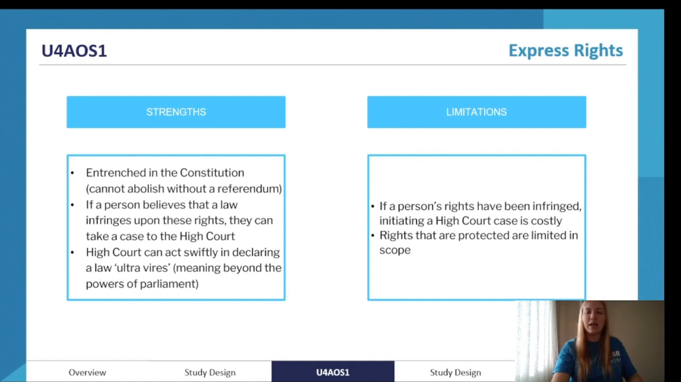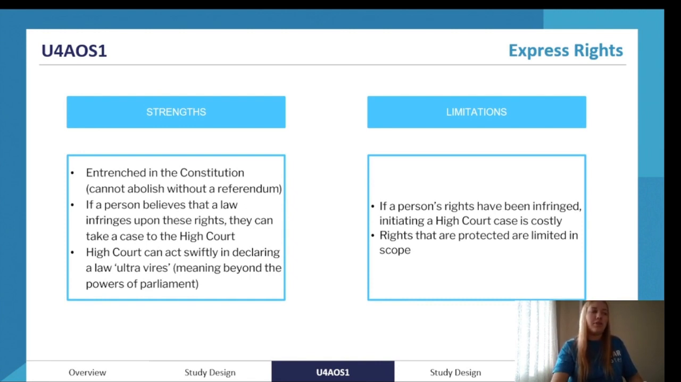Similarly, if a person's rights have been infringed, they have to have lots of money and funds to initiate a high court case. So it's going to be very expensive to take a claim to the High Court and potentially also time consuming. Much more so than if you're thinking like, is it like the Supreme Court? It's much more.